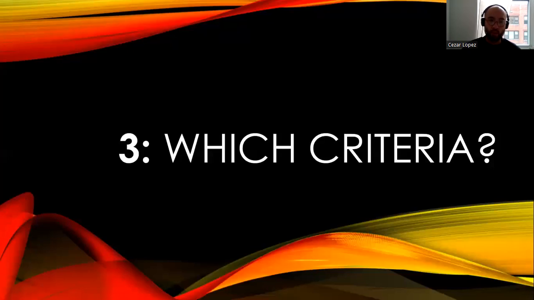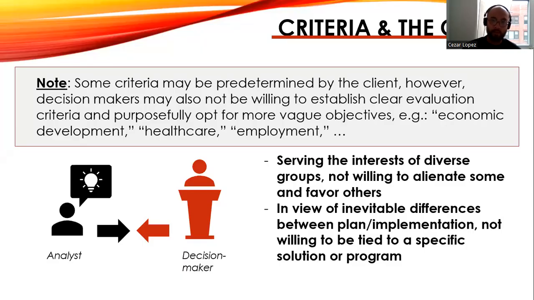This brings us to part 3, which criteria? Criteria and the client. Sometimes some criteria may be predetermined by the client. However, decision makers may also not be willing to establish clear evaluation criteria and purposefully opt for more vague objectives, such as economic development, healthcare, or employment. This could be because they're serving the interests of diverse groups and not willing to alienate some and favor others. In view of inevitable differences between plan and implementation, they might not want to be tied to a specific solution or program.